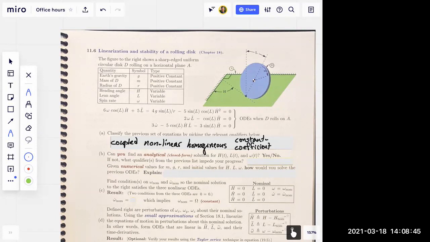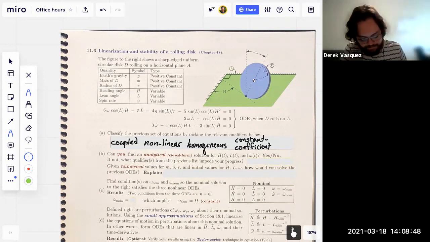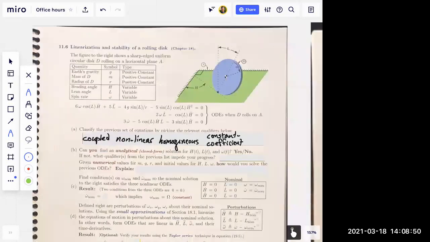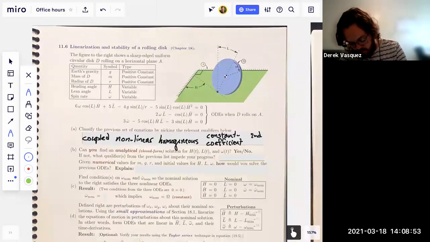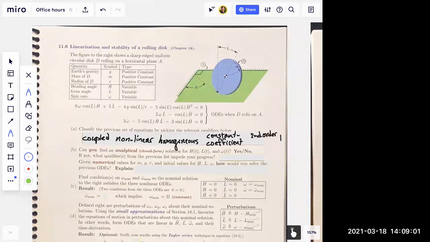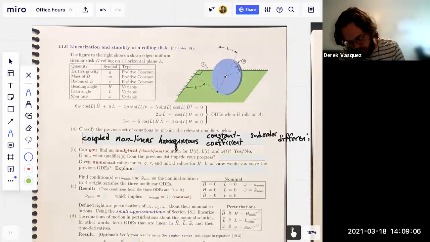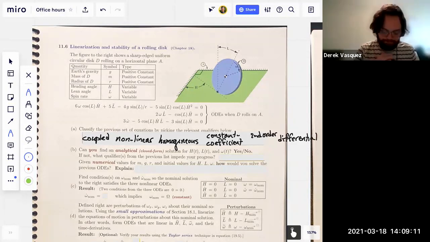Okay. Is it first or second order? Second. That's right. And is it algebraic or differential? Differential. That's right. Okay. Any questions about any of these classifications? Okay.